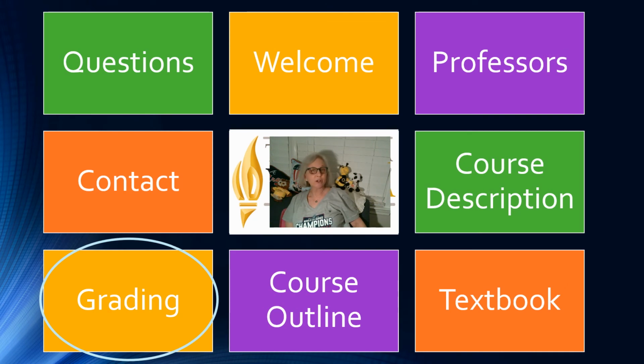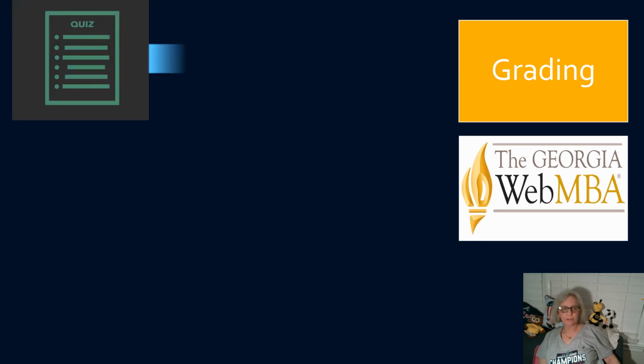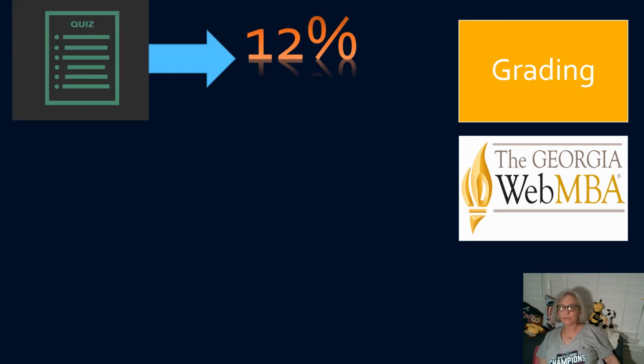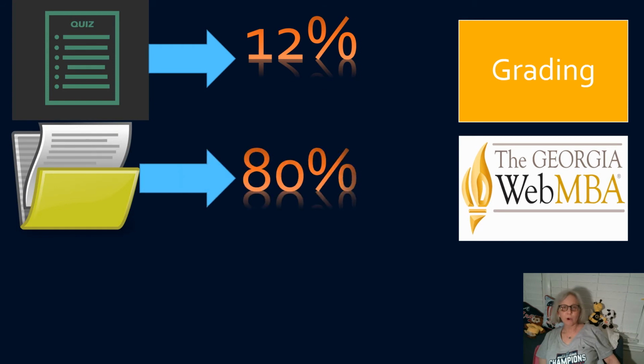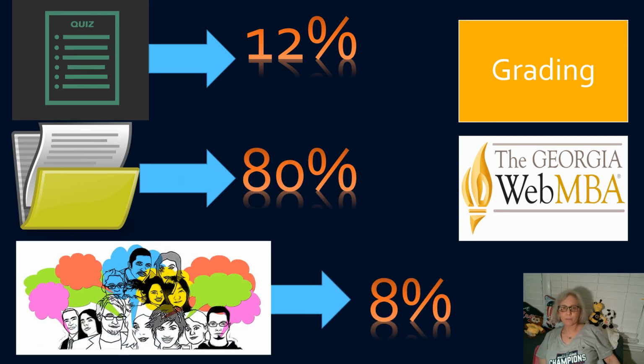Students always want to know about grading guidelines, so let's take a look. Quizzes are 12% of the grade, 12 quizzes, 1% each. Projects are 80%, and discussion boards are 8%.